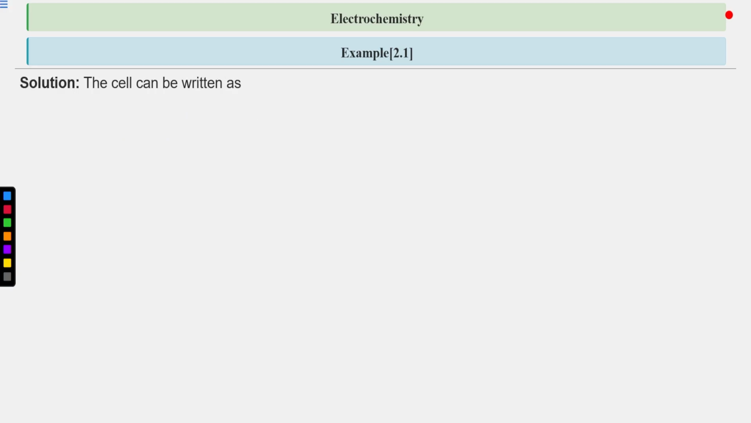So how can you solve this? First of all, we have to write the cell. How can you represent the cell whose reaction is already given? The representation of the cell will be like this: magnesium to magnesium 2 positive, the magnesium 2 positive having this much concentration, salt bridge, silver positive to silver, the silver positive having this much concentration, already given in the question.